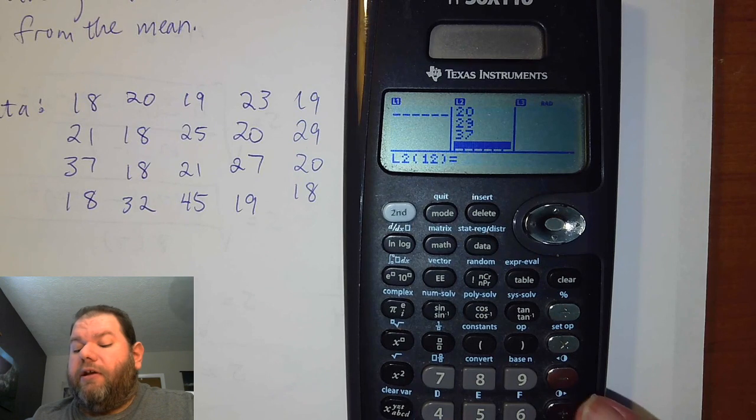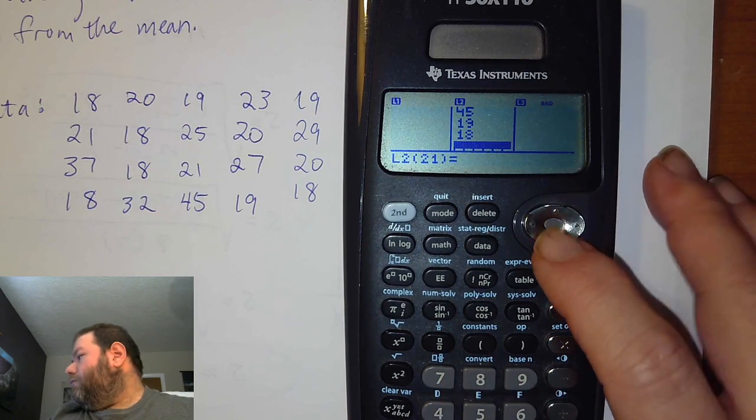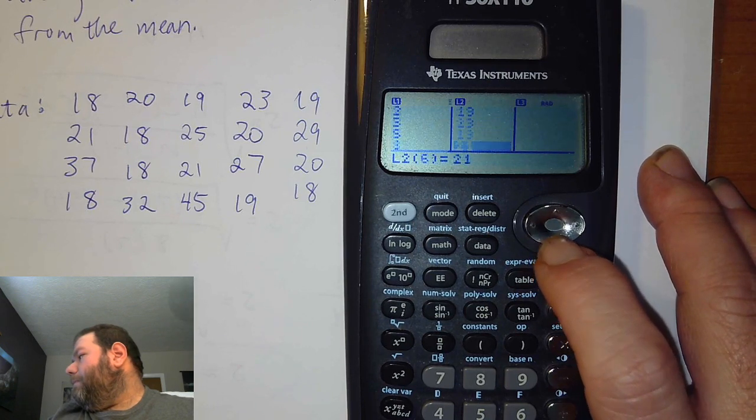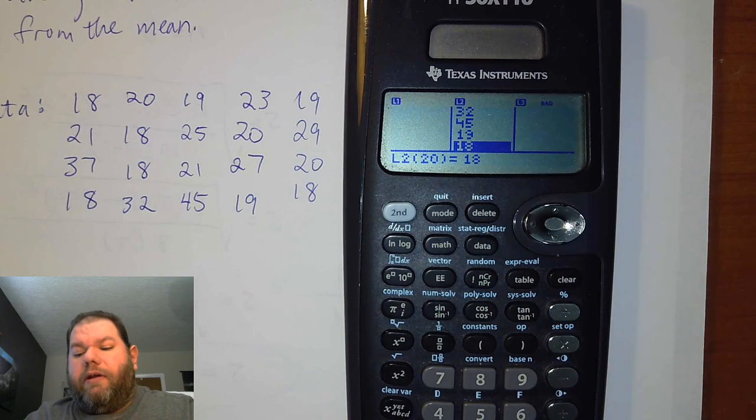So 37, 18, 21, 27, 20. And our last line is 18, 32, 45, 19, and 18. Okay, that looks good. And so we have all 20 values entered into the calculator.